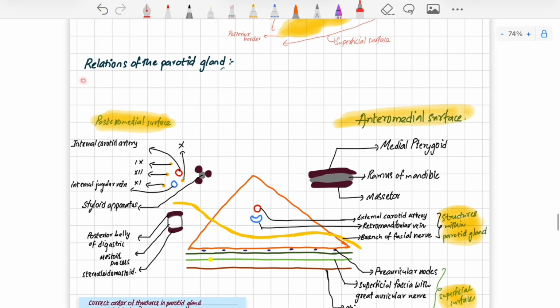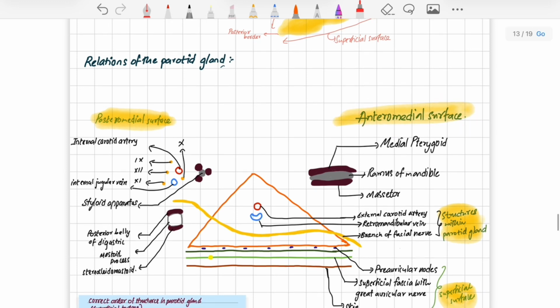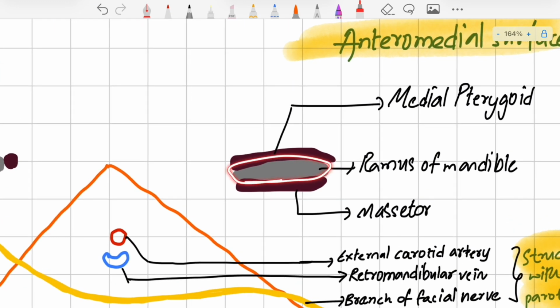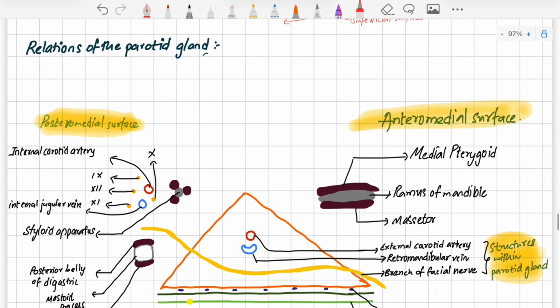Now let us talk about the relations of the parotid gland. I want you guys to please visualize the relations which are present surrounding the parotid gland in our body. First let us talk about the anteromedial relations. In the anteromedial relations, we have the ramus of mandible. Just try to visualize in your own body. So we have the ramus of mandible. Attaching to the ramus of mandible, we have two muscles, the medial pterygoid as well as the masseter. These are the anteromedial relations.